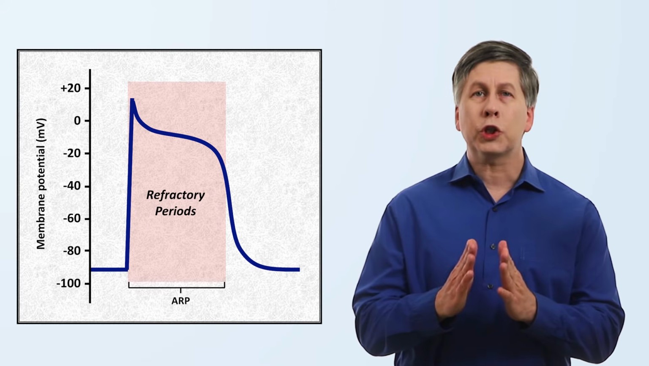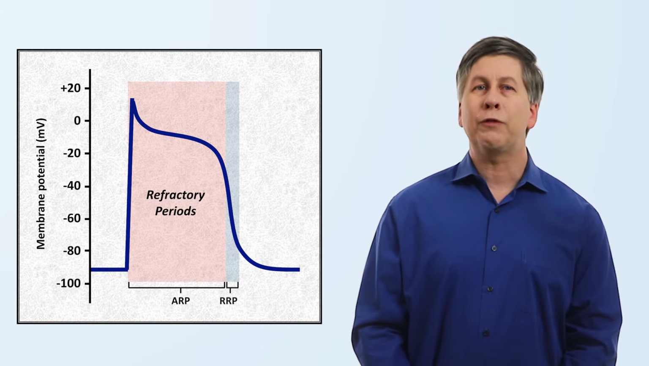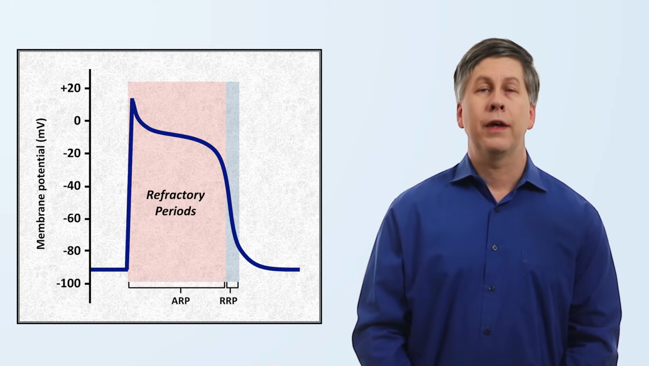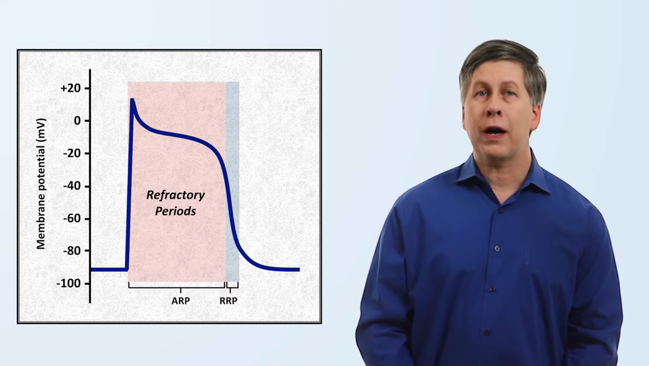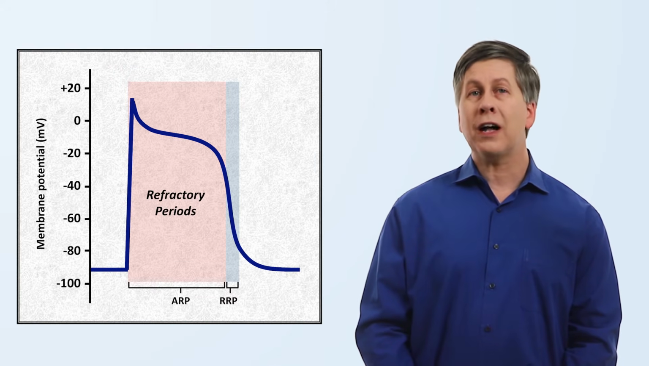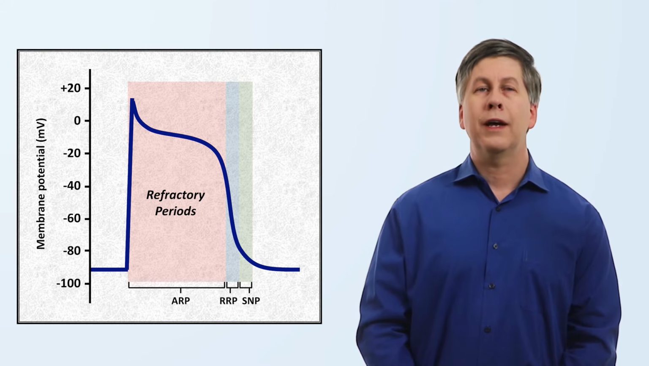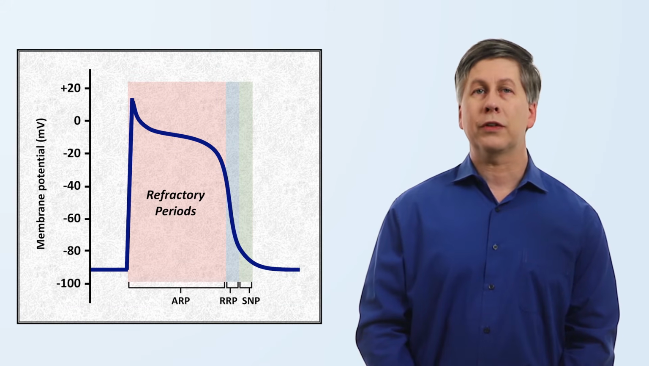A small portion of the refractory period is the relative refractory period, during which an action potential can be generated, but with an abnormal shape and only after a larger than normal stimulus. In some, but not all cardiomyocytes, the refractory period is followed by a very brief supranormal period during which the cell is more excitable than normal, meaning it requires less of an electrical stimulus to trigger an action potential.